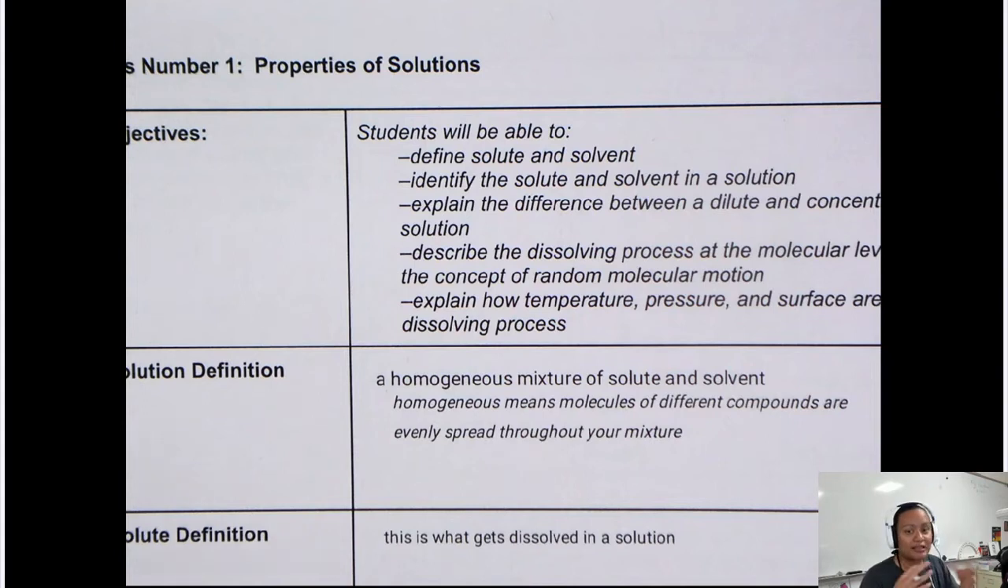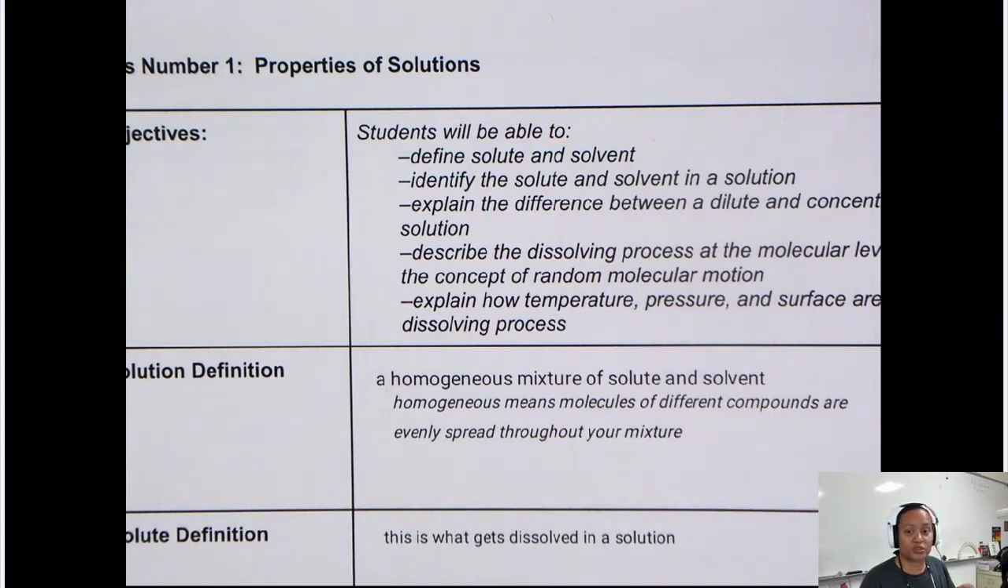So a mixture is anytime you put different things together. I could be making a salad. I've got the different types of lettuce. I can have tomatoes, croutons, whatever you want in there. And then you put it together. So it is a mixture because it contains different things.